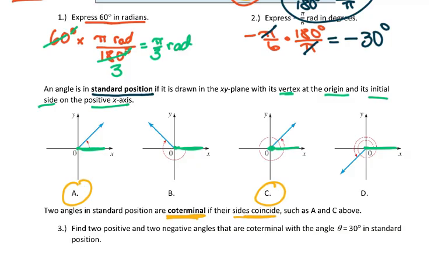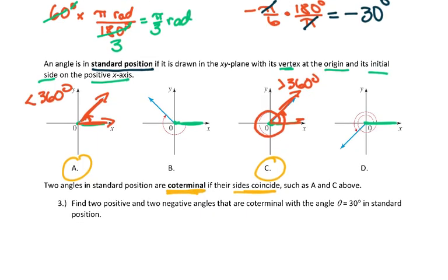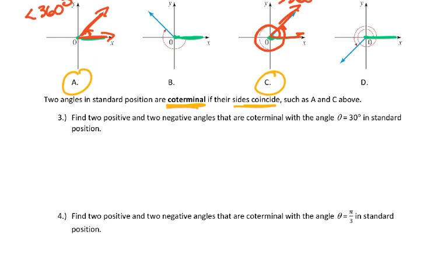Again, coterminal angles will start in the same position, and their terminal sides, here and here, end in the same position. It's just that one goes a fractional amount. This one is going to be less than 360 degrees, and angle C over here will go a complete 360 or 2 pi more, so this is going to be greater than 360 degrees. So how do we find coterminal angles? Well, we just add a full 360 once, twice, 3 times, or 2 pi if we're in radians.